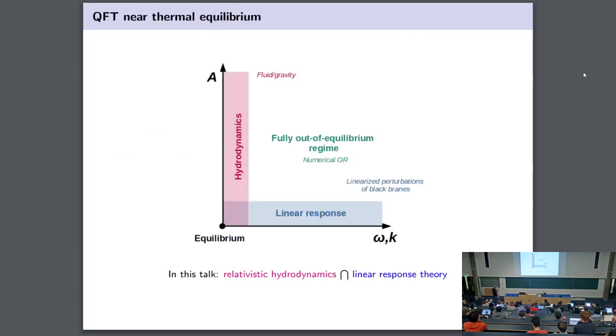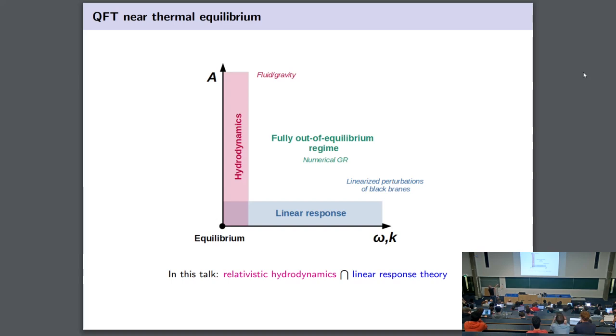So just starting with the basics, imagine that we take some equilibrium state and we act upon it by an external perturbation of characteristic amplitude A and characteristic frequency omega and characteristic wave vector k, all measured in units of the temperature. So if this perturbation is arbitrary, we are going to end up in a fully out of equilibrium regime, which in AdS/CFT is described with the techniques of numerical GR.